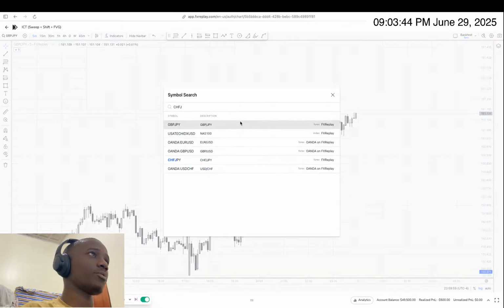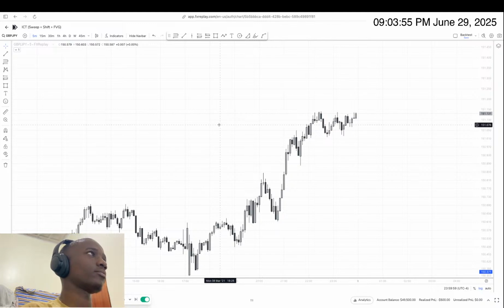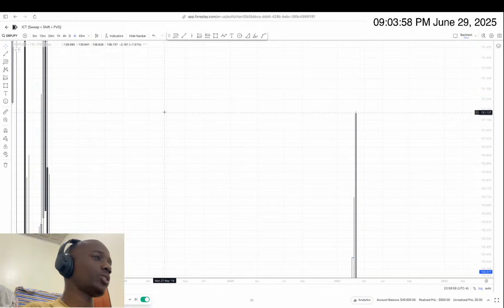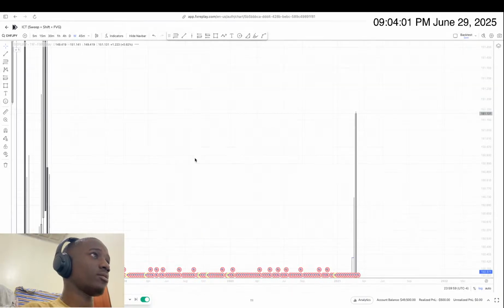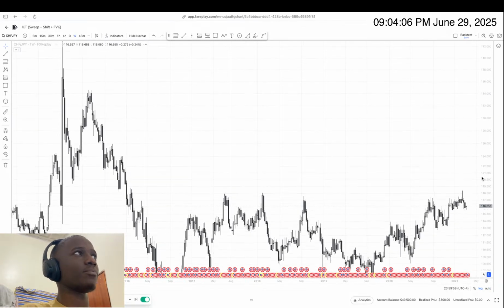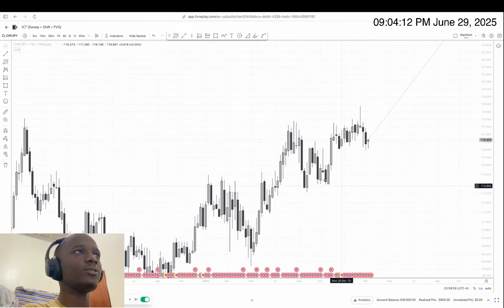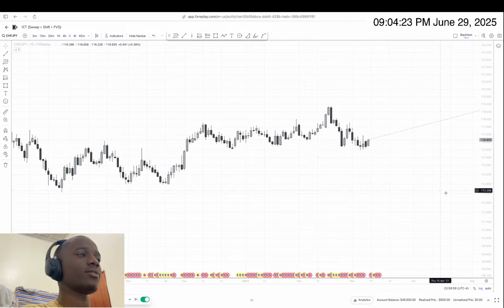Let's look at CHF JPY. Wait, GJ, no, CHF. Nice. Right, so we have some crazy price action here. We have this kind of uptrend, took out these highs, and you can see it started to drop. We're in this gap so far. We have some relatively equal lows here.